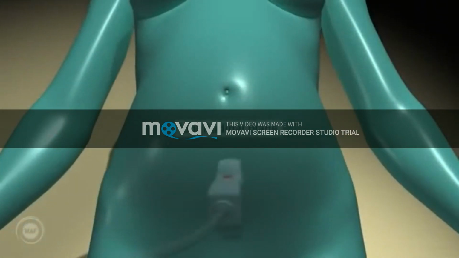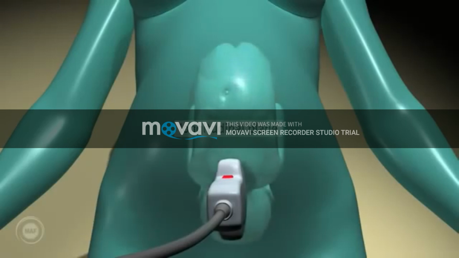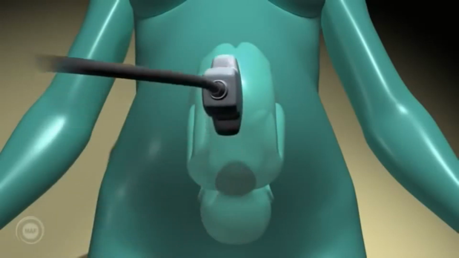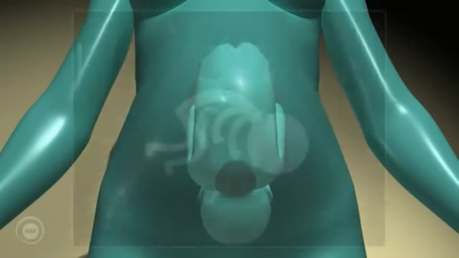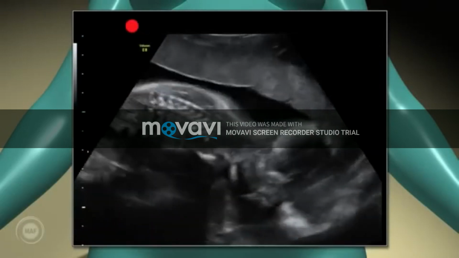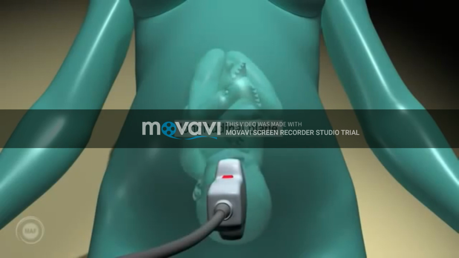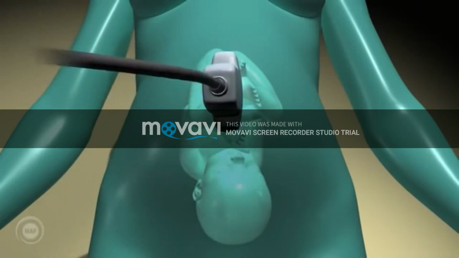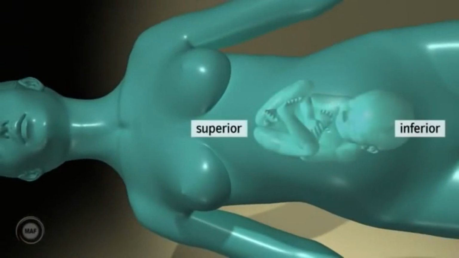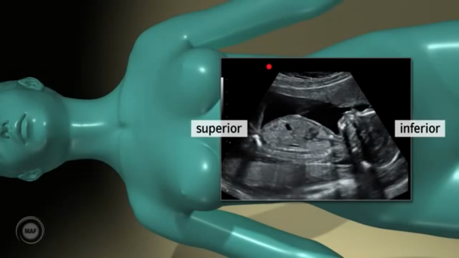Back anterior. Scanning in the longitudinal plane, the fetus's spine will be lying just under the mother's abdominal wall. The head will be to the right of the screen and the fetus's back will lie at the top of the screen. So to summarize, when scanning in a longitudinal plane, the right side of the screen always shows the inferior part of the mother, and the left side of the screen always shows the superior part of the mother.